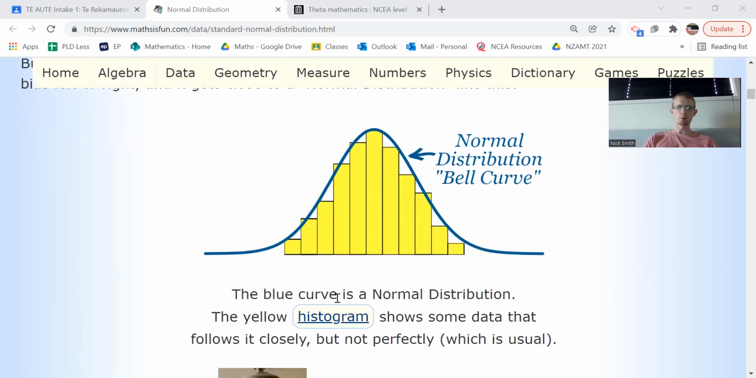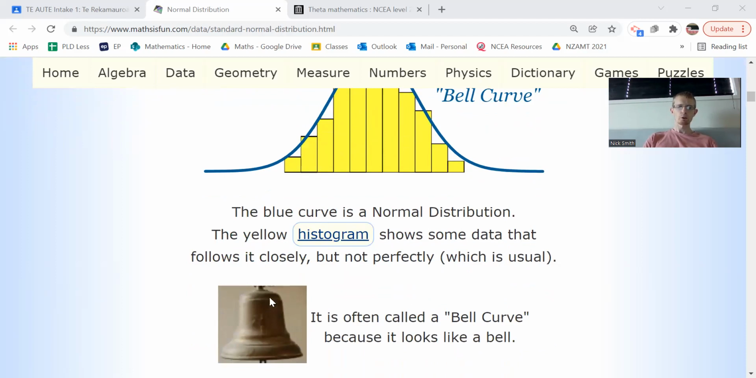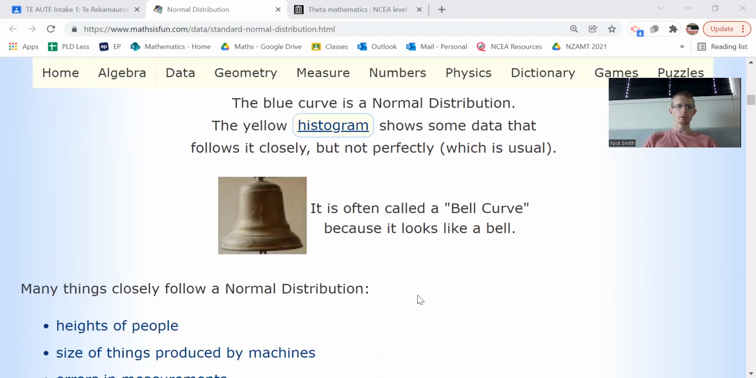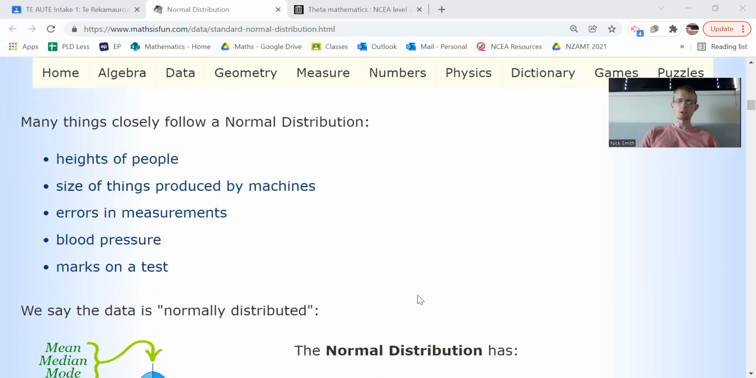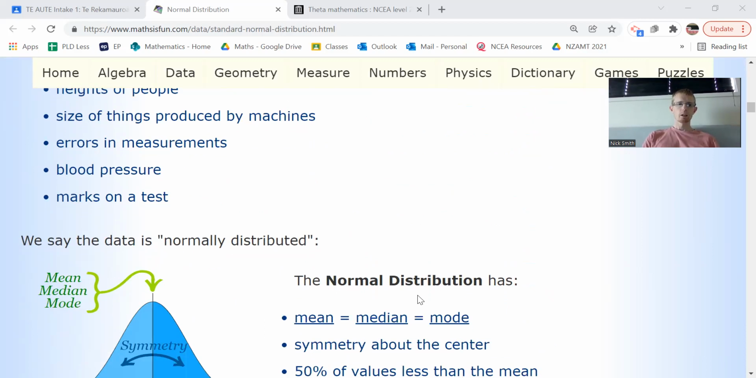Like it says here, the blue curve is a normal distribution. The yellow histogram shows some data that follows it closely, but not perfectly, which is pretty normal. And we call it a bell curve because of the shape looking like a bell. Now, lots of different things can follow a normal distribution, and the height of people or the weight of things or the length of something, different animals or what have you, can often be good examples of that.